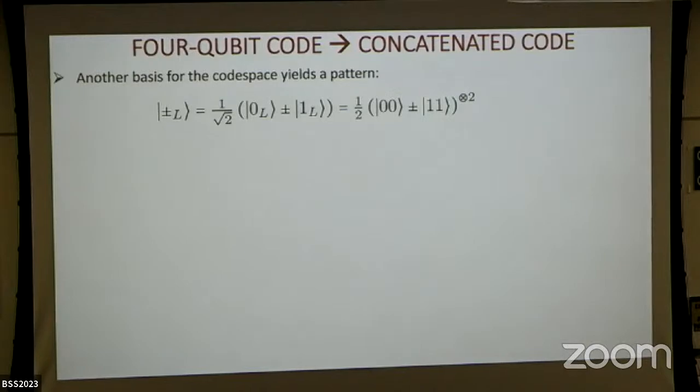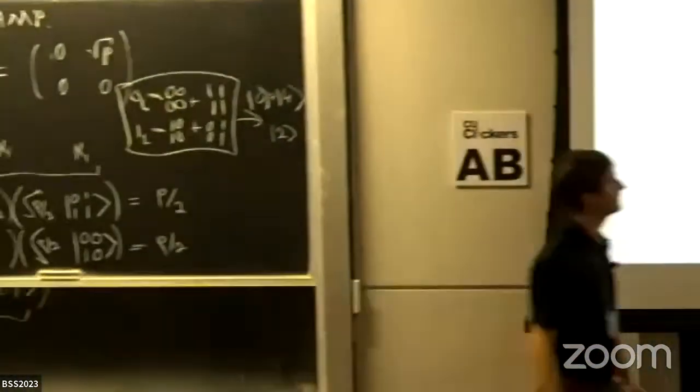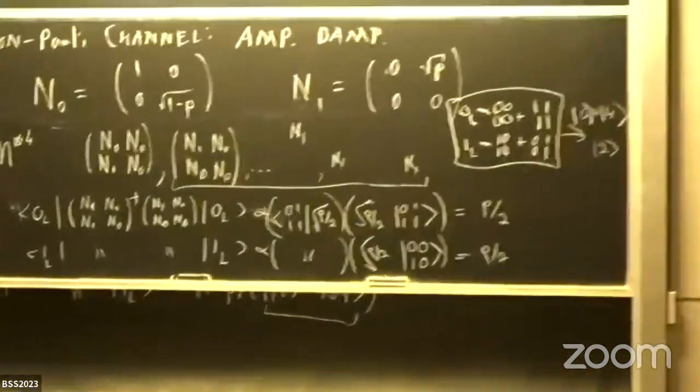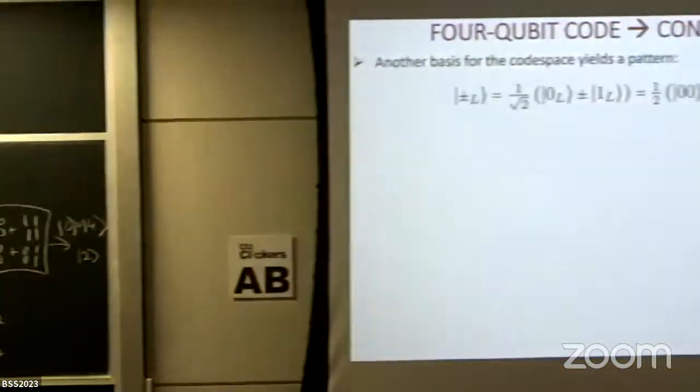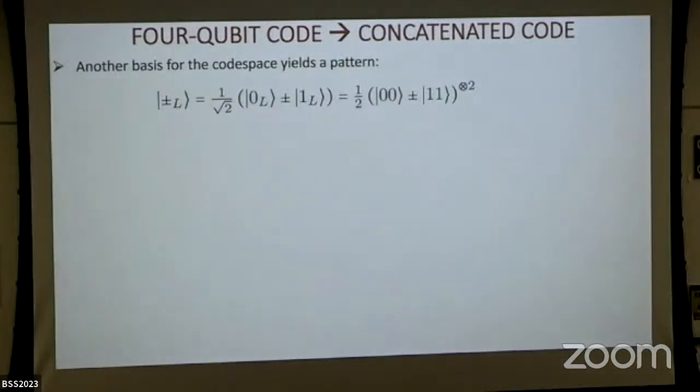Let's rewrite it in the plus-minus basis. So take the superposition plus minus of these and do that. And then if you stare at it, you'll see that it is just a tensor product of 2 Bell states: 2 plus Bell states and 2 minus Bell states.